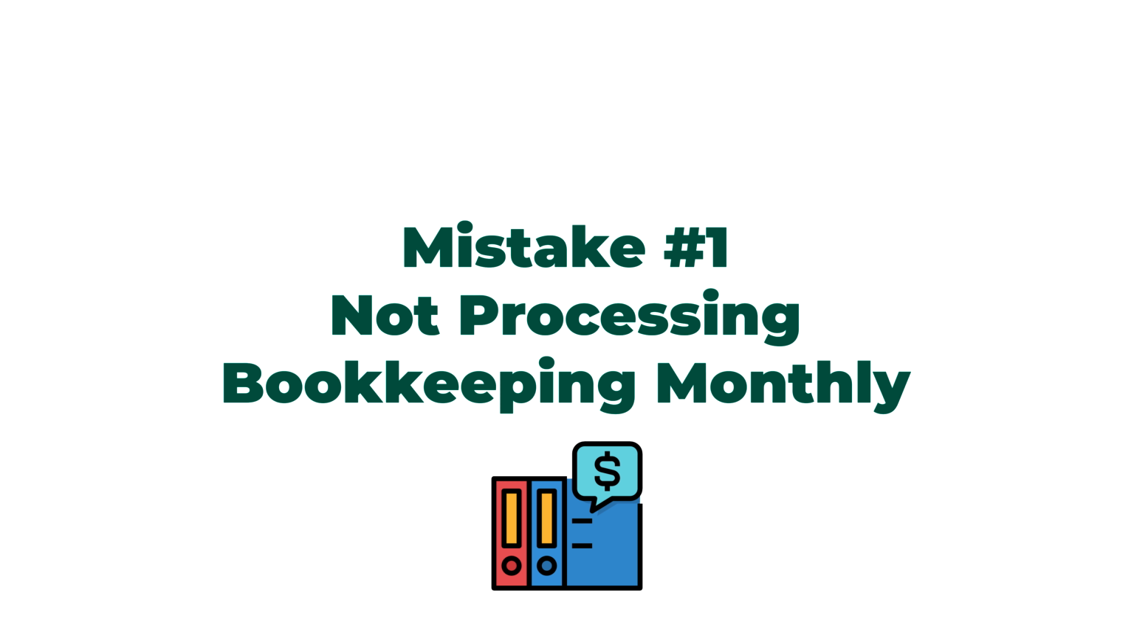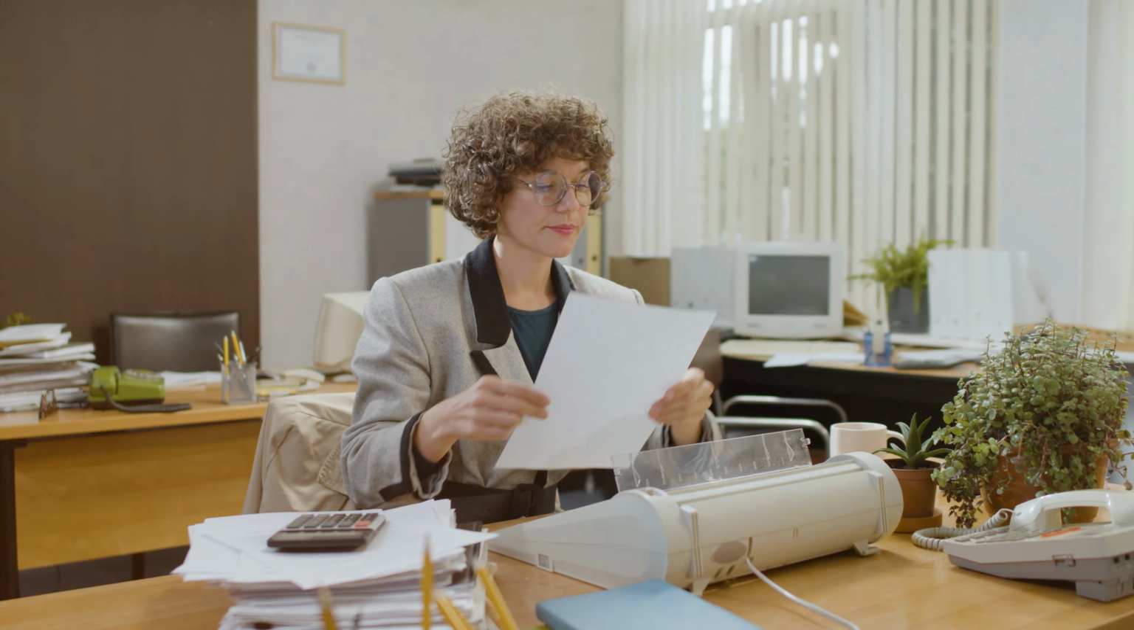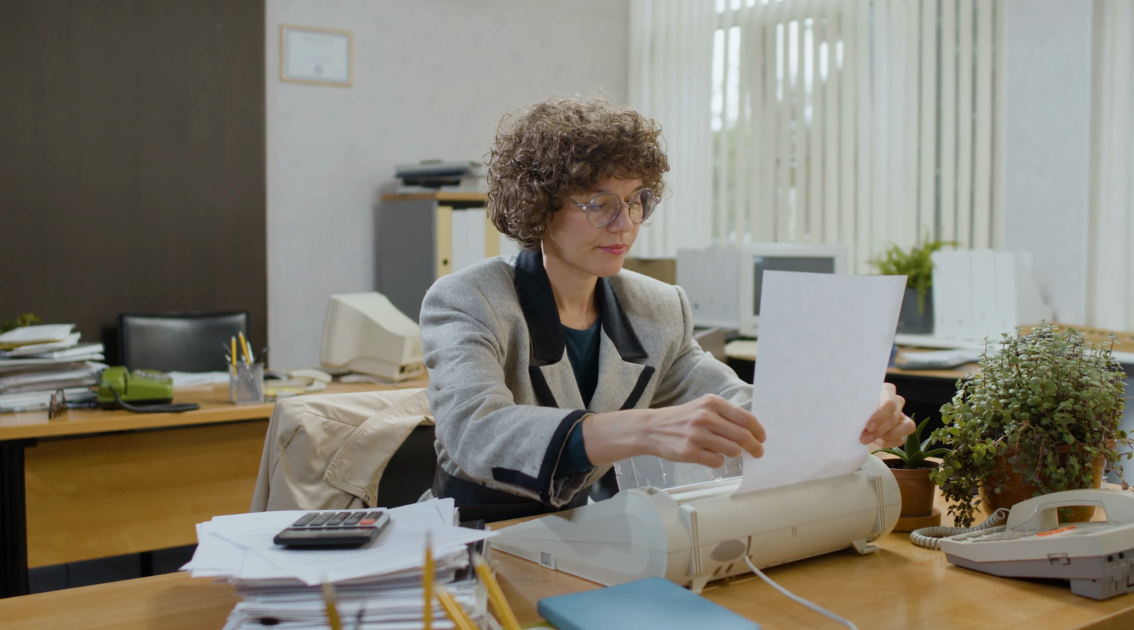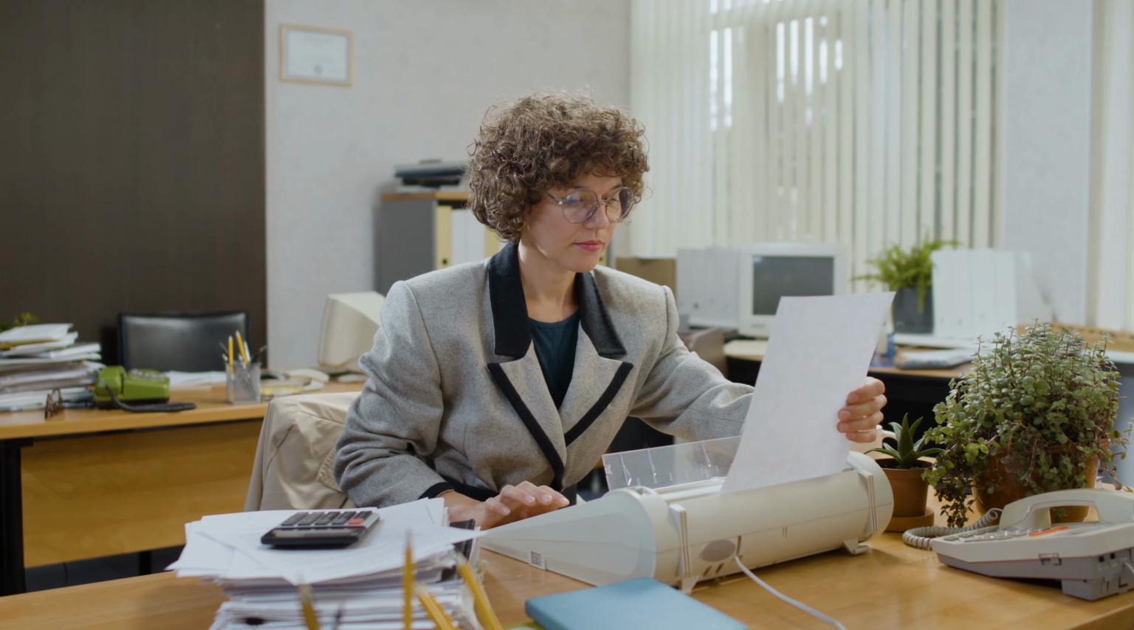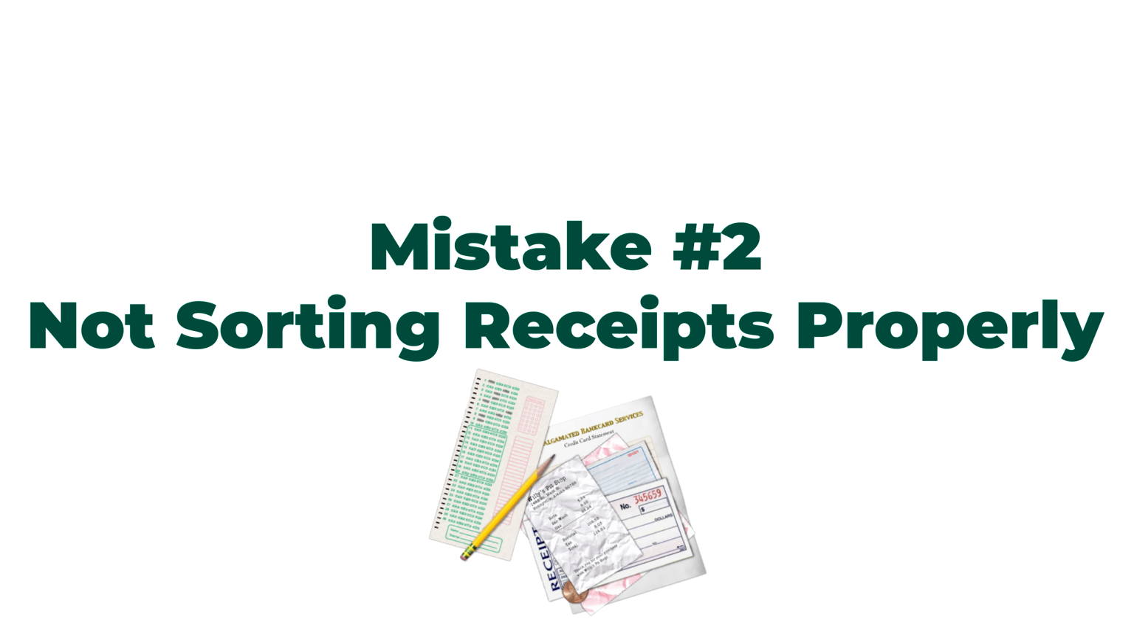Mistake number 1, not processing bookkeeping monthly. You've heard me nag before about entering your bookkeeping monthly, so I won't belabor the point again, but know that bookkeeping is the best way to make your information useful, avoid CRA audits and penalties, and benefit from tax planning. So make a plan, stick to it, and do your bookkeeping monthly for the sake of your business and your own stress levels. Mistake number 2, not sorting receipts properly.